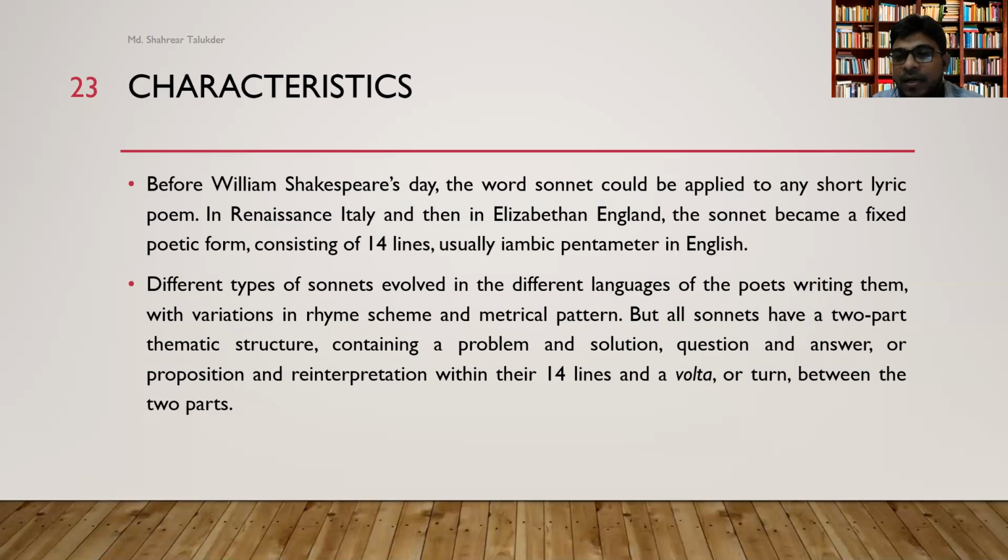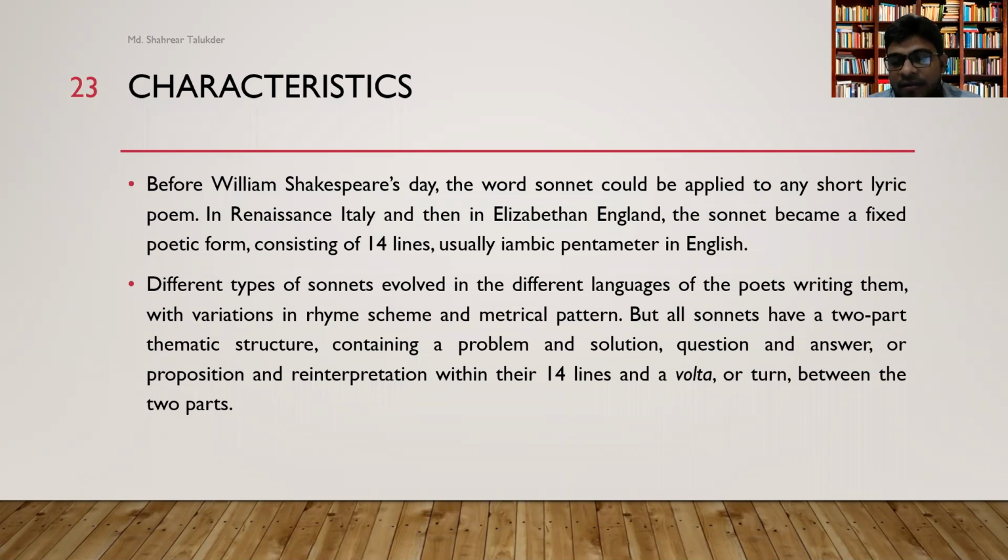So the first 8 lines talk about a kind of proposition or a problem, and the second part that consists of 6 lines, the sestet, there we'll find the solution or the answer to the problem which has been introduced in the first part. Okay, so total 14 lines. So within these 14 lines you have to do it. But one interesting thing is the first 8 lines and the last 6 lines.